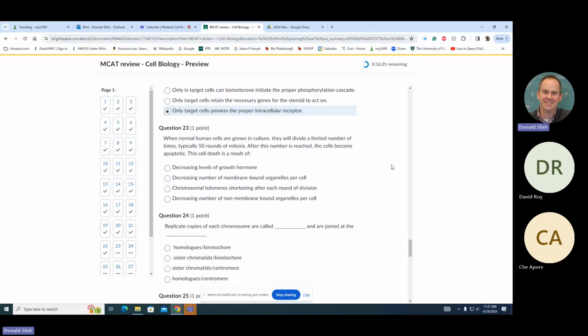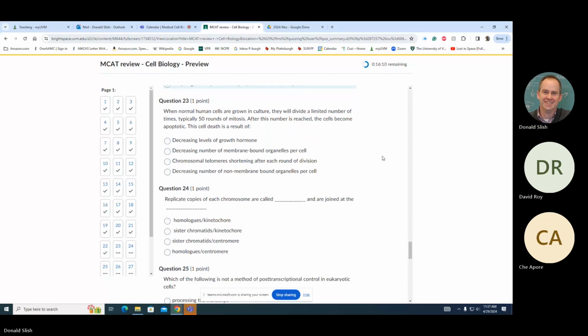That one's pretty easy. When normal human cells grow in culture, they will divide a limited number of times, typically 50 rounds of mitosis. After this number is reached, some cells become apoptotic. This is a result of telomere shortening. That's the Hayflick limit.